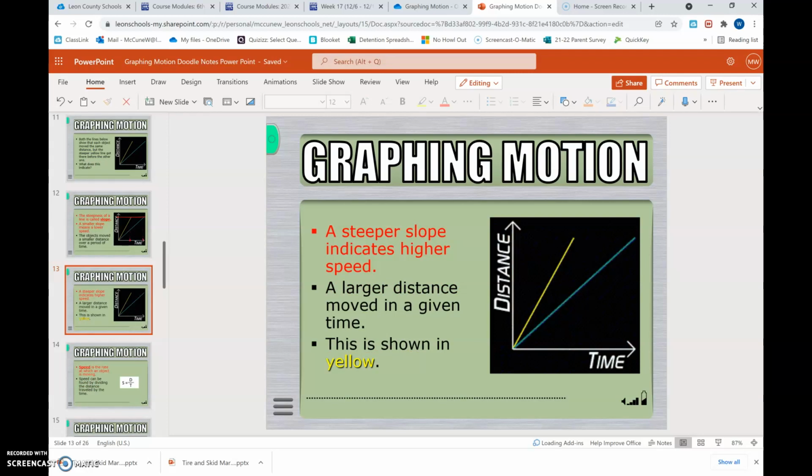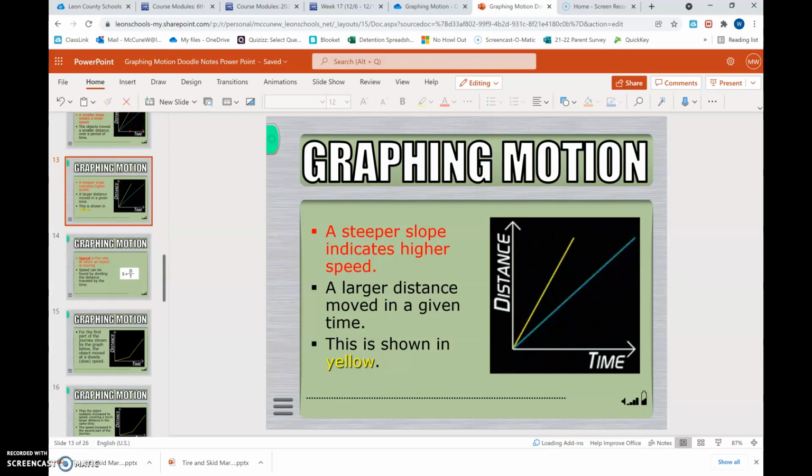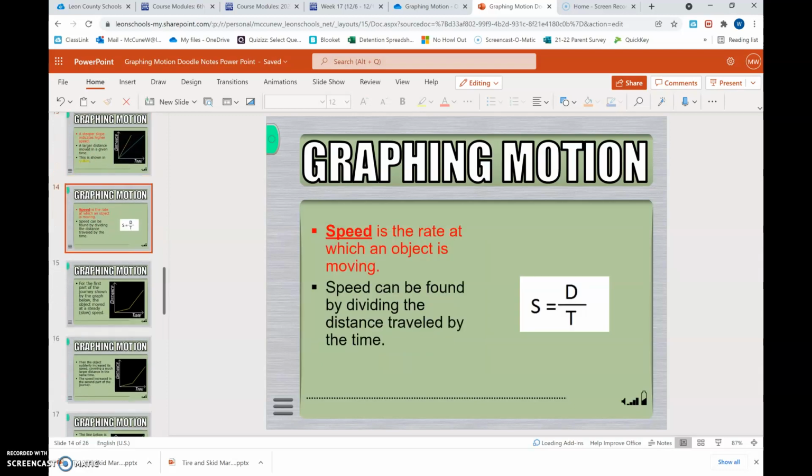Steeper slope indicates a higher speed, moving more distance over time. So speed is the rate at which an object is moving, and we used our formula before. Speed equals distance divided by time.